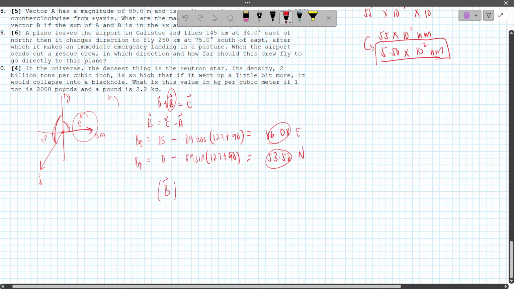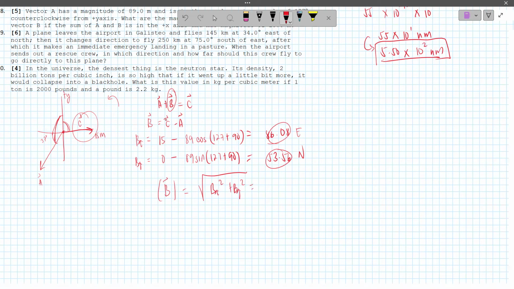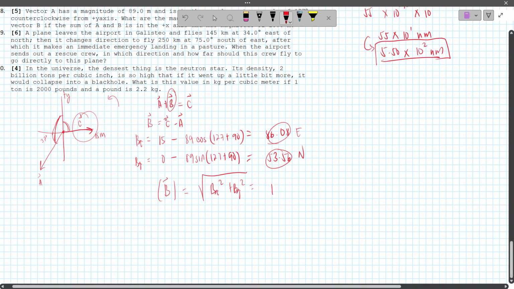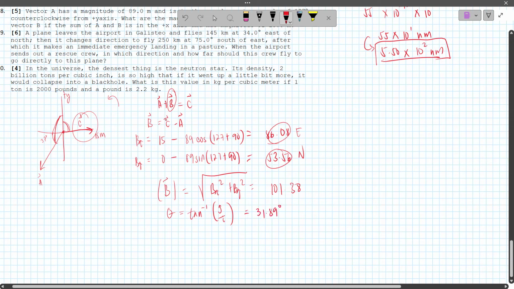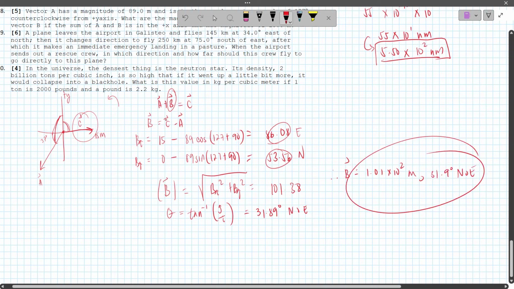To get the magnitude of B, this is simply square root of Bi hat squared plus Bj hat squared. So square root of the answer squared plus 86.08 squared. This gives me 101.38. Then for the theta, this is tan inverse again, j over i for me. So tan inverse of 53.56 over 86.08. This gives me 31.89 degrees north of east. So the final direction of vector B therefore is 1.01 times 10 raised to 2 meters in the direction 31.9 degrees north of east. Okay, so that's it for your quiz one.